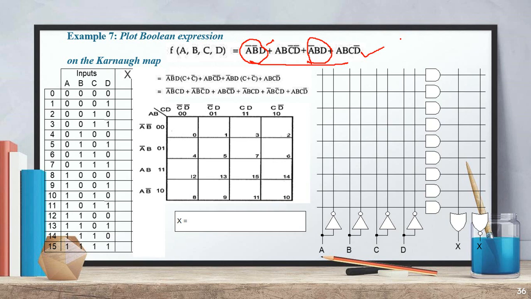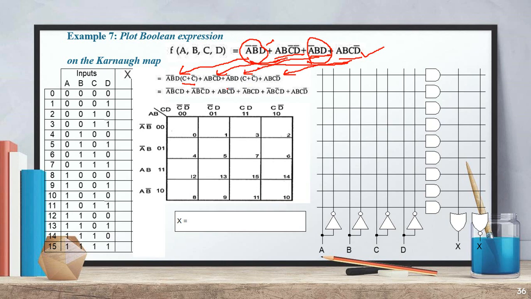Then only we can make a truth table. So convert this A bar B bar D to the first canonical form. So we are including C plus C bar. Next, ABCD as it is, take it. And the third portion, A bar BD, again include C plus C bar, and ABCD bar as it is.